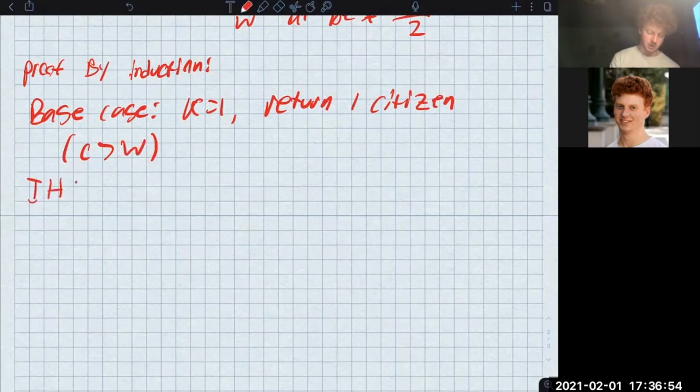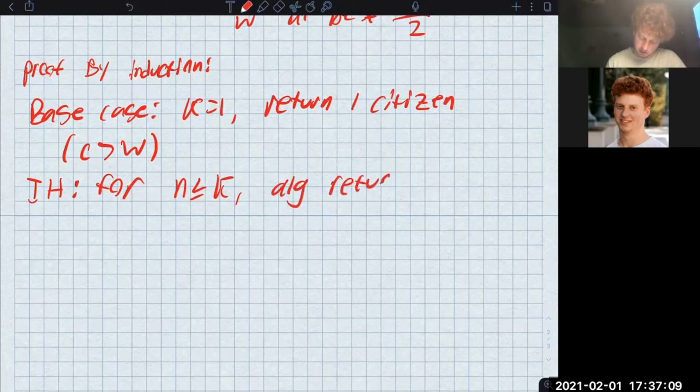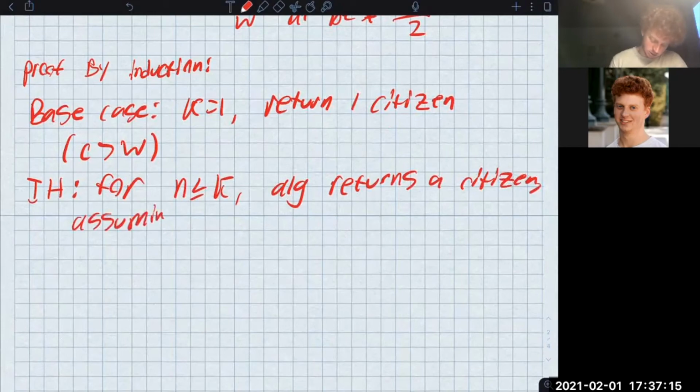Similarly, the inductive hypothesis, also pretty similar to part A, is just that for, let's say, n less than or equal to k, since we're doing strong induction here, the algorithm returns a citizen, again, assuming C is greater than W.